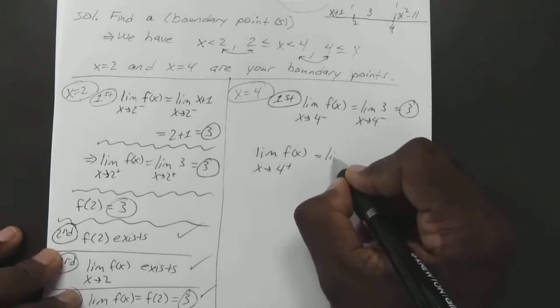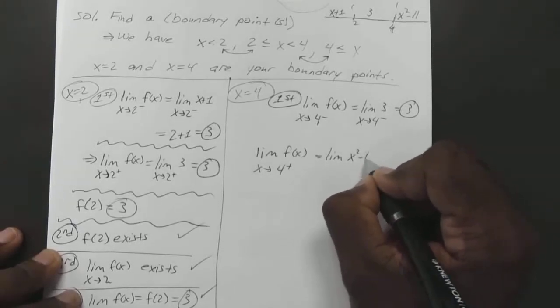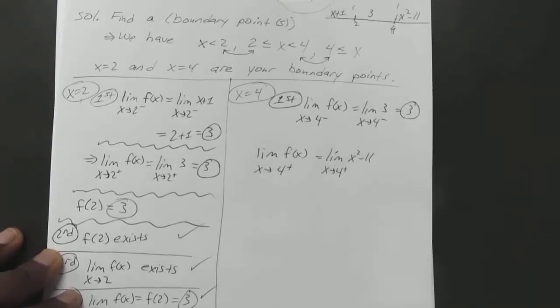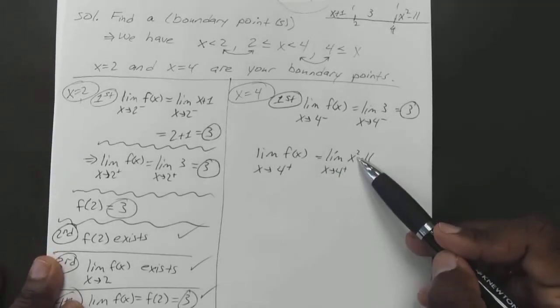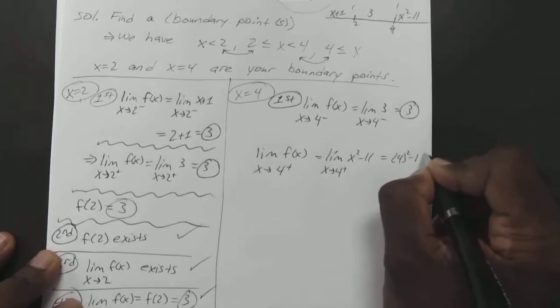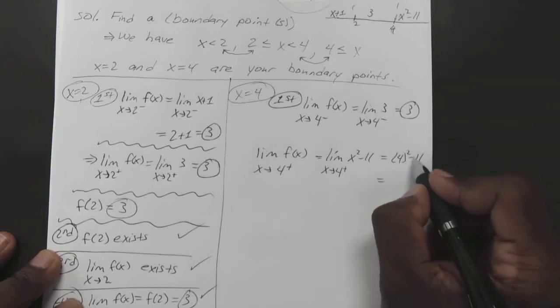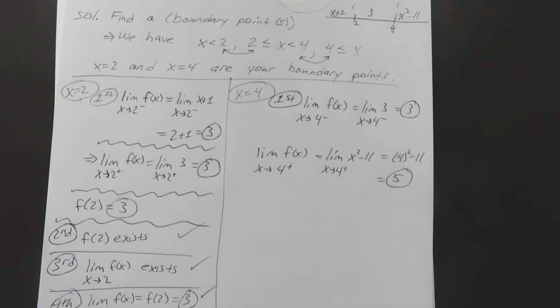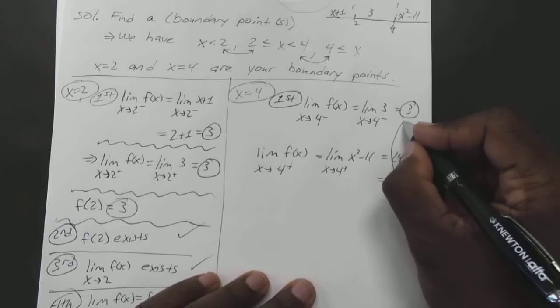So that's the limit of x squared minus 11 as x approaches 4 from the right. If we plug in our 4, we get 4 squared minus 11, which is 16 minus 11, which is 5. And to be honest, as soon as you see the limits aren't the same, you can just stop, because we automatically know step 3 will be false. The limit won't exist, because they're not equal. So you can automatically stop if these two aren't the same.